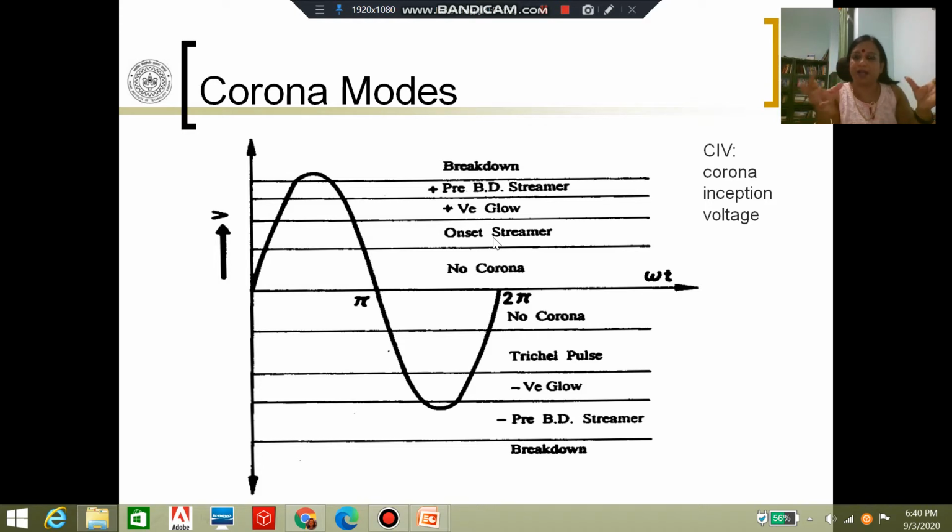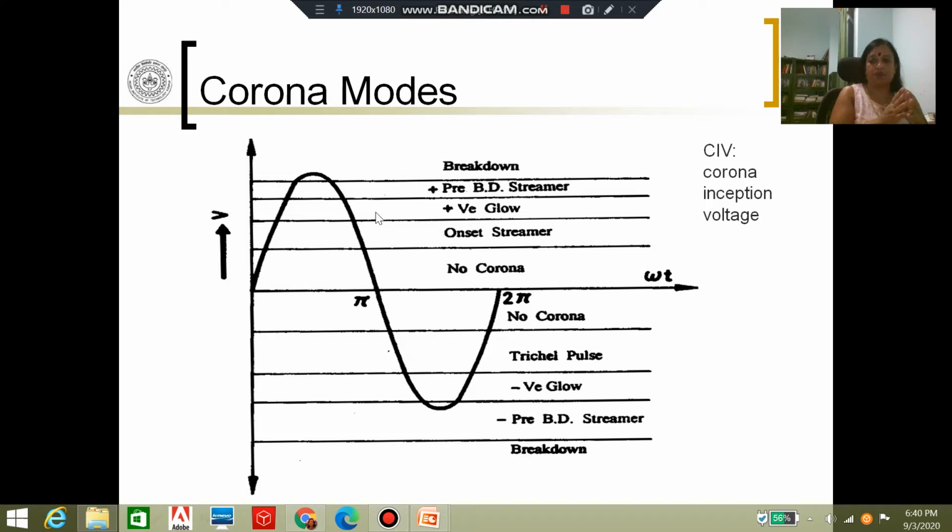So there is some ionization going on, and that ionization is not enough to establish a stable glow, but there are streamers, transient discharges, and these transient discharges are kind of distributing conducting particles in the gaseous medium around the conductor. If you go further than this range, then you see a steady positive glow. A local region around the conductor will be ionized, and you will see a steady bluish white glow.